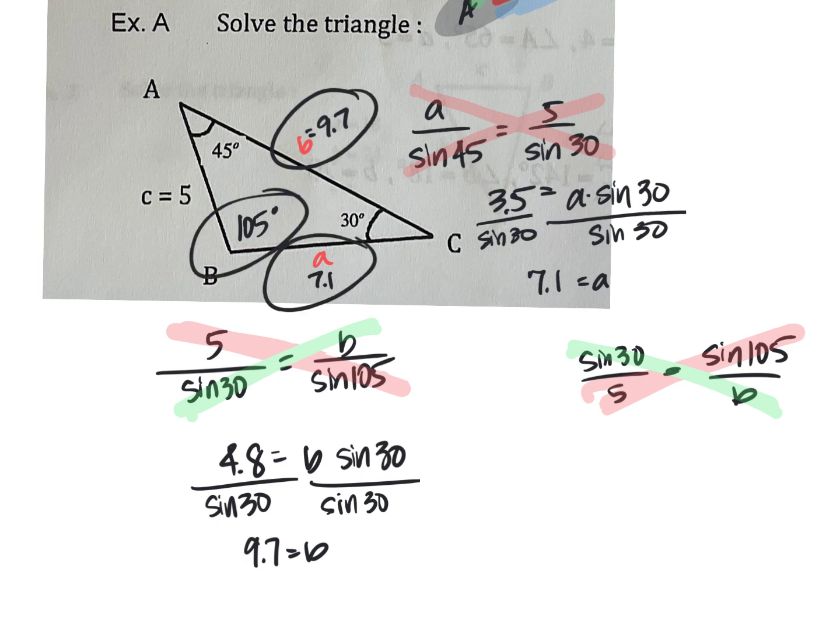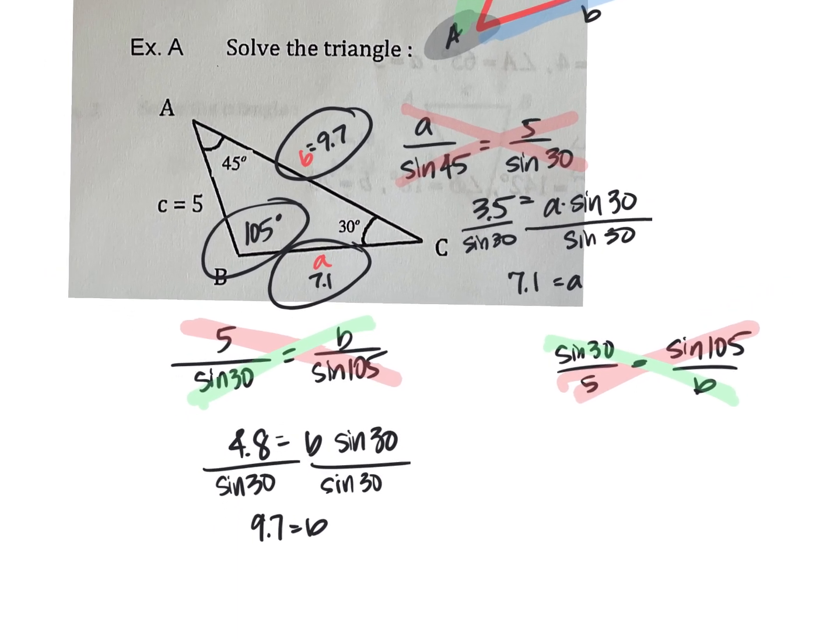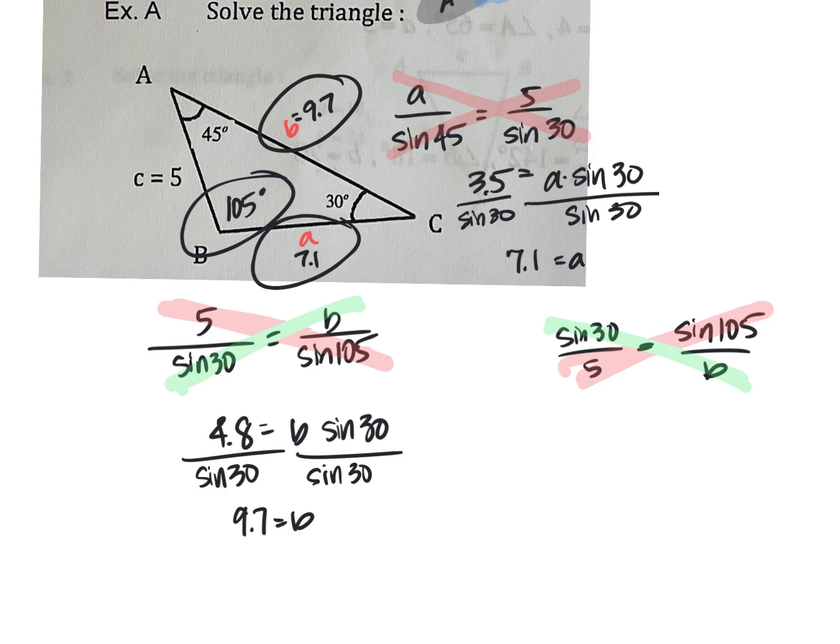That's the law of sines. Again, why didn't we use SOHCAHTOA? Because we didn't have right triangles. Law of sines is helpful when we don't have right triangles.